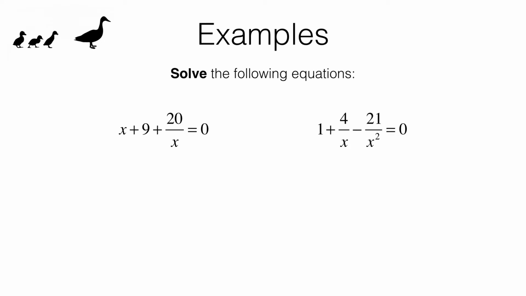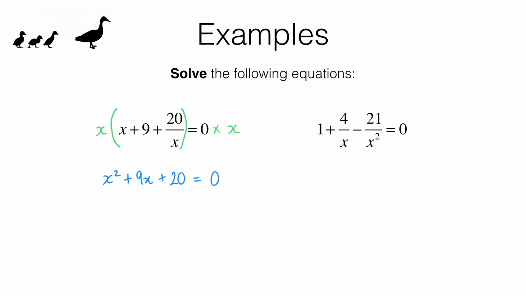What I'm going to do is multiply the left and the right hand sides by x. So if I have x lots of the left hand side and x lots of the right hand side, what do I get? Well, on the left I'm going to get x lots of x, which is x squared, plus x lots of 9, which is 9x, plus x lots of 20 over x. This would give me 20x over x, but that just simplifies to 20. On the right hand side, I'm going to have 0 multiplied by x, which is just 0.